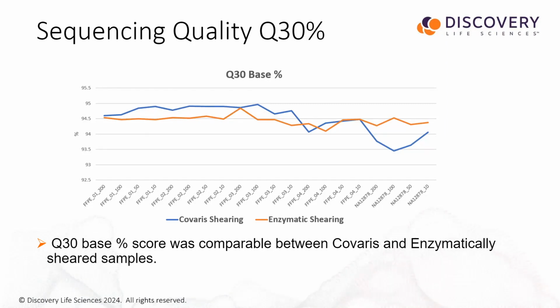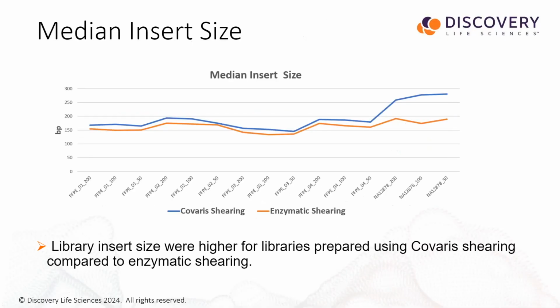And what we see here is that the library insert size was definitely higher across the board, across different FFPE samples, all the inputs, including the NA12878, for the Covaris shearing as compared to the enzymatic shearing. Now, this is going to be very critical for the downstream metrics evaluations of coverage and all the other things.